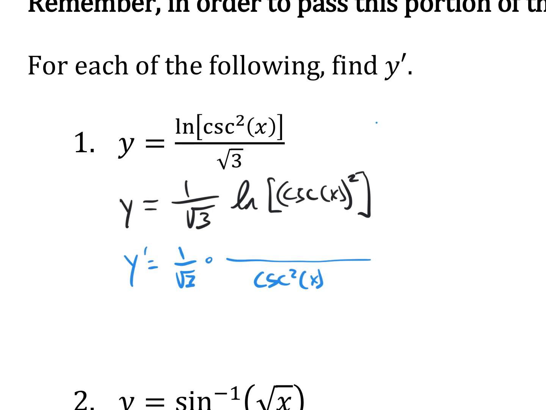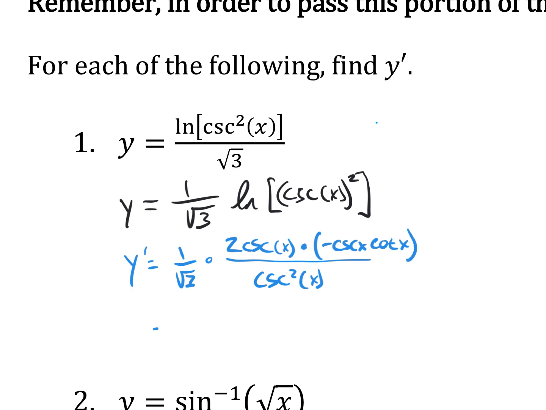We're going to take the derivative first using the power here, so we're just looking at the inside. That's going to be 2 times cosecant of x. That's the derivative of the outside. Now the derivative of the inside is cosecant. So the derivative of cosecant is negative cosecant of x times cotangent of x.